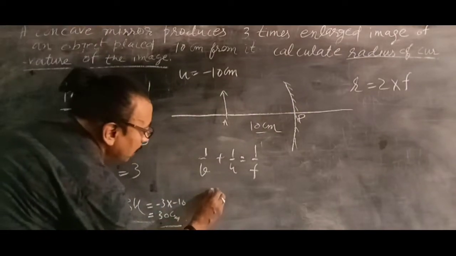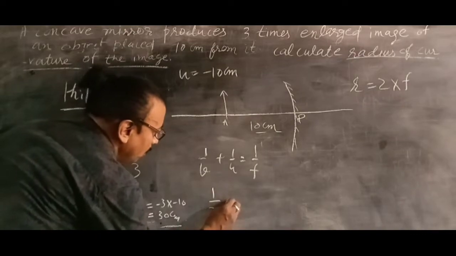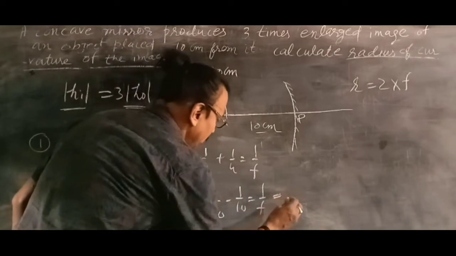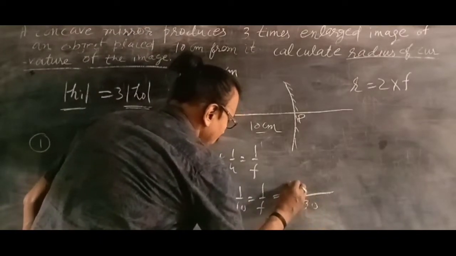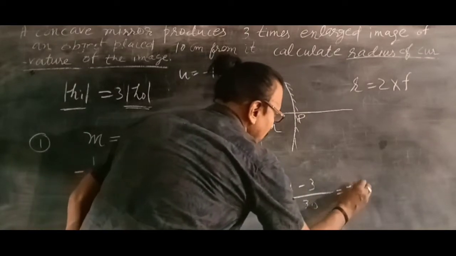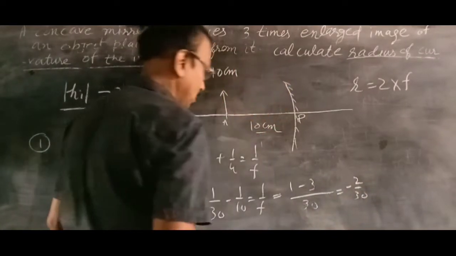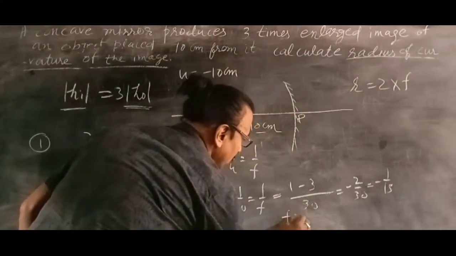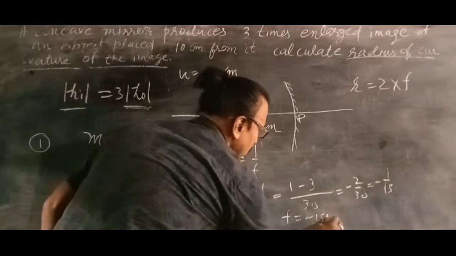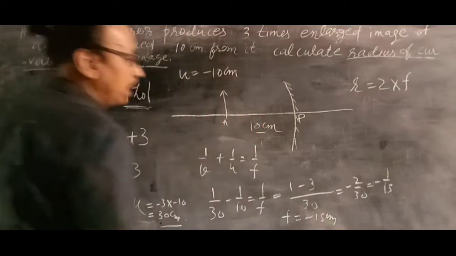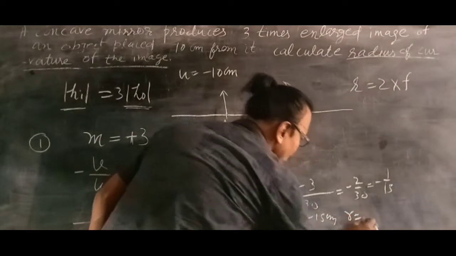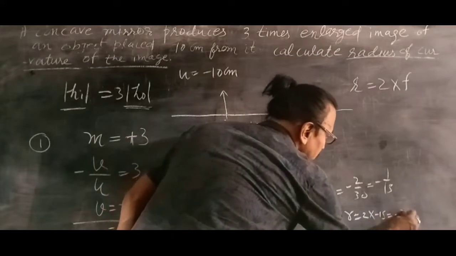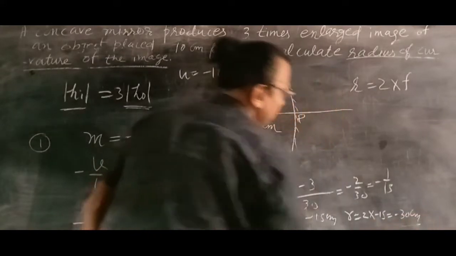And putting this value, 1 by 30 minus 1 by 10 equal to 1 by f, that is equal to 1 minus 3 by 30, minus 2 by 30, that is equal to minus 1 by 15. So focal length f equal to minus 15 centimeter for this case, and radius of curvature r equal to 2 into minus 15, that is equal to minus 30 centimeter. This is radius of curvature.